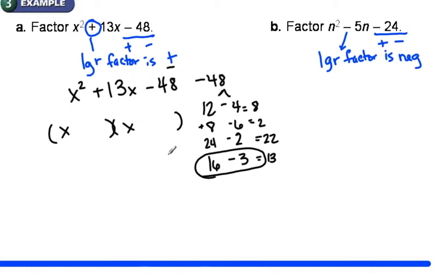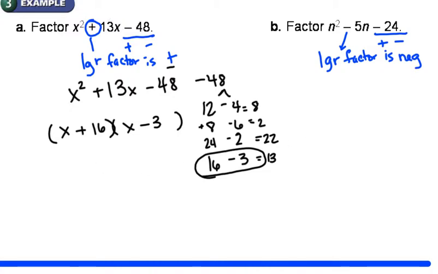Now, when you put these into your binomials, you have to put the same sign that you have there. So that would be plus 16 and minus 3. Now, it could be x minus 3, x plus 16, but just make sure you keep the sign with that term. Otherwise, you will change this, and that will not be correct.